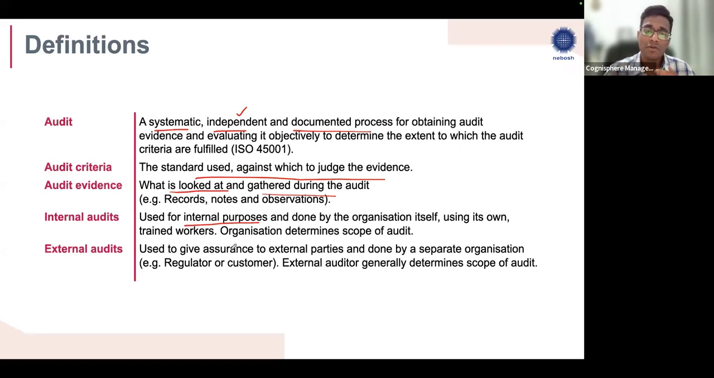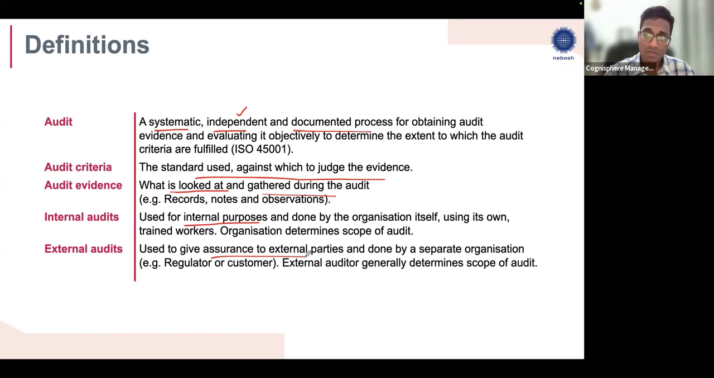External audits are used to give assurance to external parties. So it can be done by the ISO certification bodies or it can be done by a regulatory body. For example, the civil defense will carry out a fire safety audit. Okay, or even your insurers, they will do a health and safety audit because they pay the compensation for any accidents occurring in your workplace.